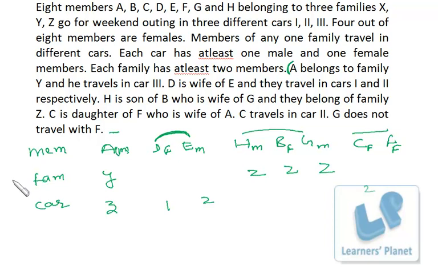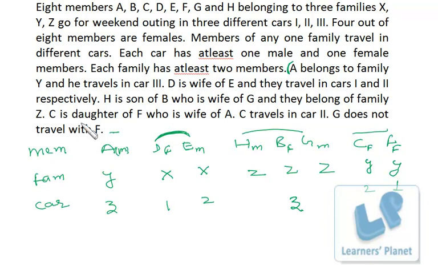Now since no 2 family members travel in same car, so A is 3, C is 2, that means F should be car 1. Now these 2 are from family X and this is from family Y because A, C and F, they are from the same family. Okay. Now in car 3 1 male is there, so we have to have 1 female. So we are just left with 1 female, so that is this. So she is from car 3, like B is in car 3.